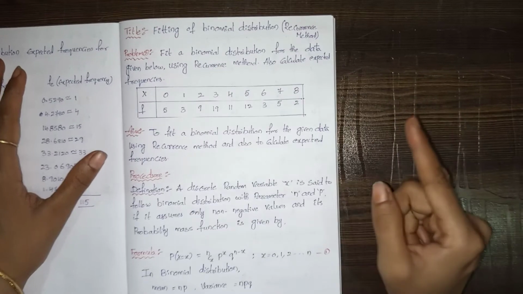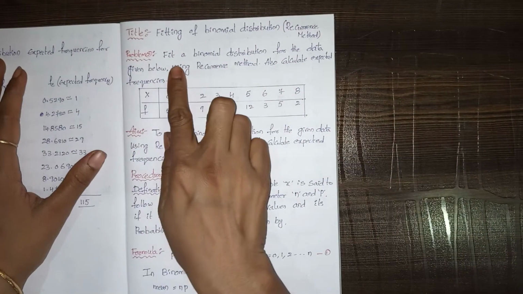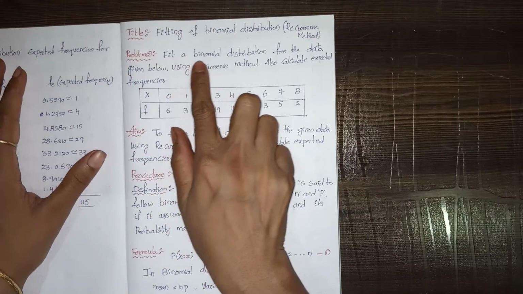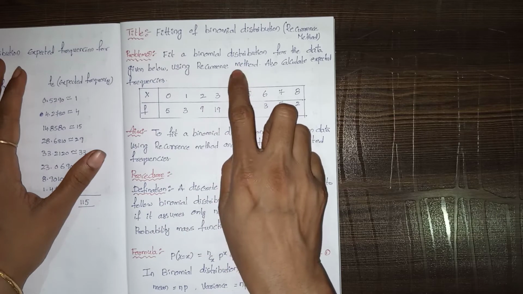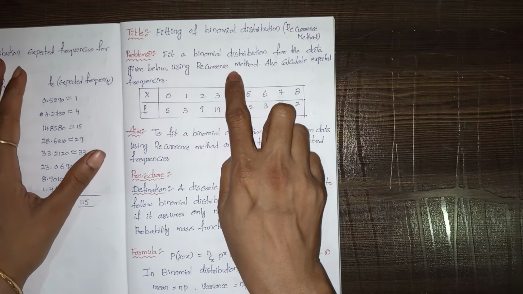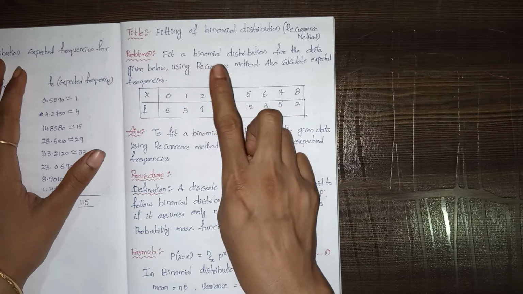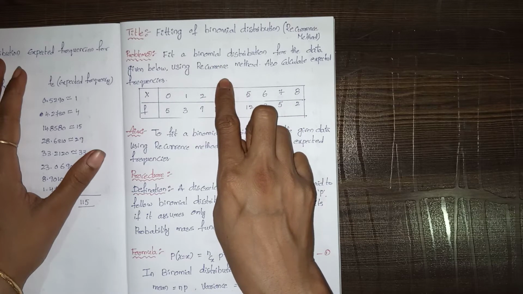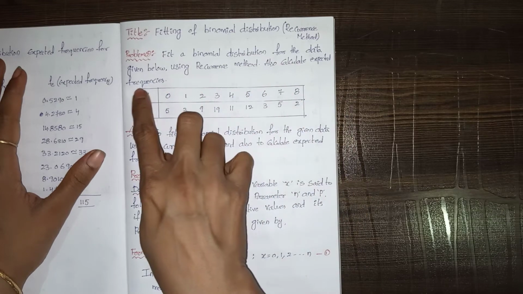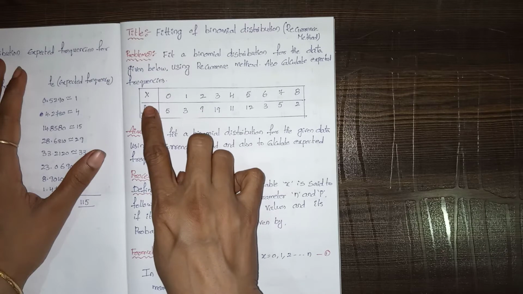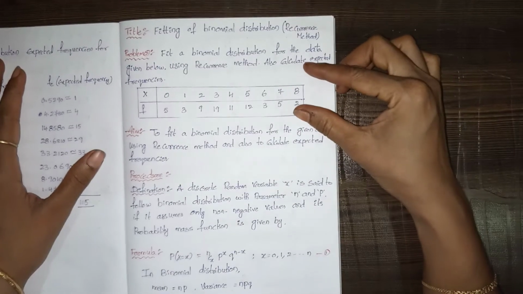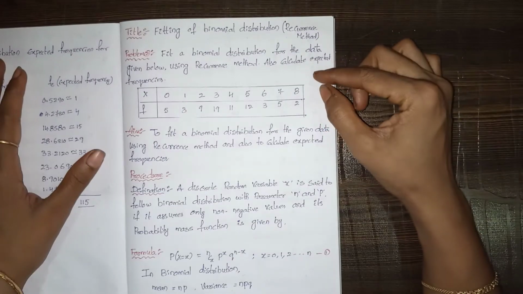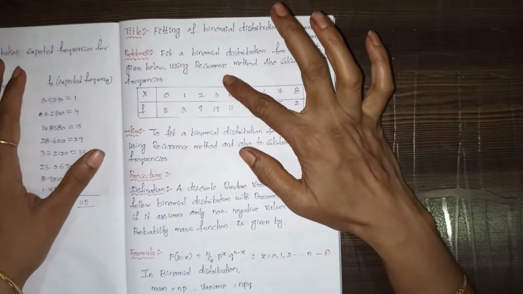So, the next practical sum: fit a binomial distribution for the data given below using the recurrence method. Here we have to use the recurrence formula for finding probabilities. Before this problem, we have done the direct method. Also calculate expected frequencies. The x values and frequencies are given. So now we have to calculate expected frequencies and probabilities by using the recurrence method.